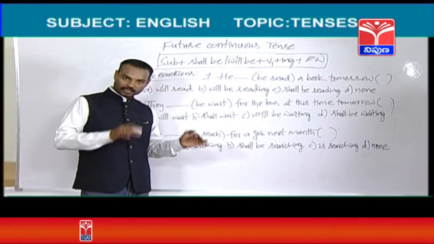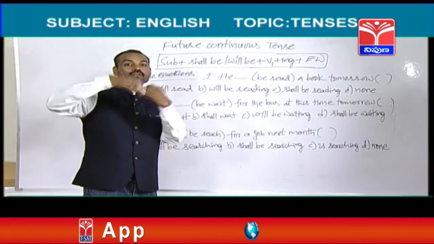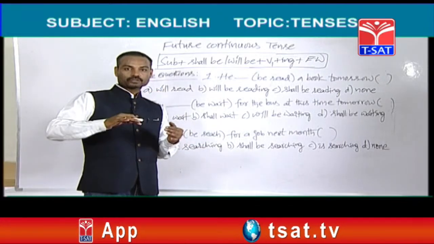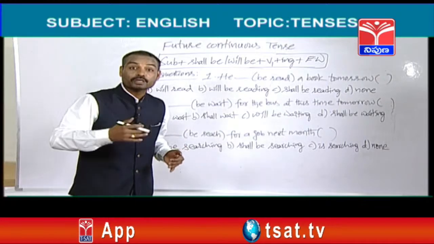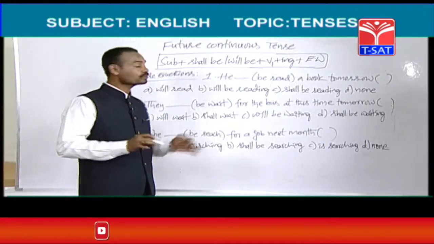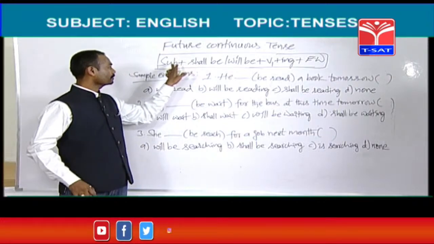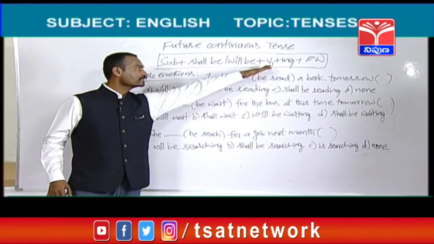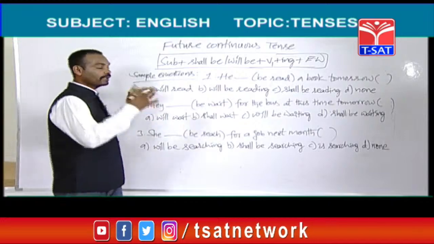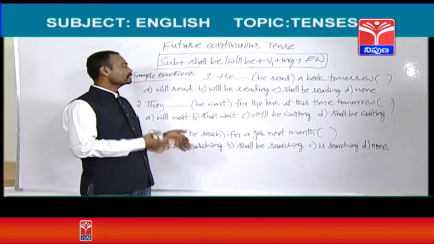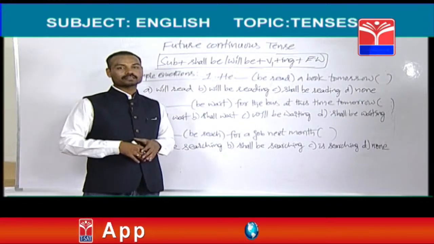We should use this tense to tell our future continuous works. Sometimes we are asked, what will you be doing tomorrow? To answer such questions, we should use it. This is the frame: subject plus shall be and will be, V1 plus ing form and extra words. And how to write sentences? It is very easy.